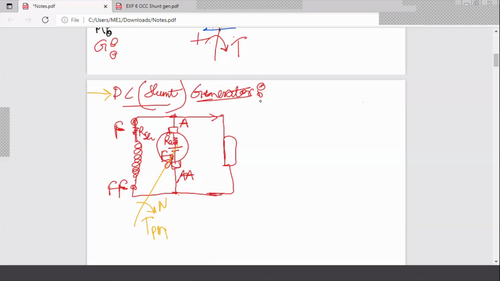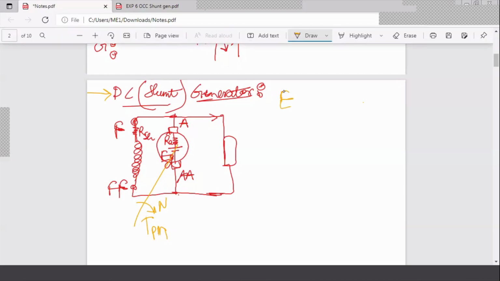So there is an expression. I'm going to write that down. You all have to remember this. The generated EMF E is equal to pi Zn by 60 into P by A.